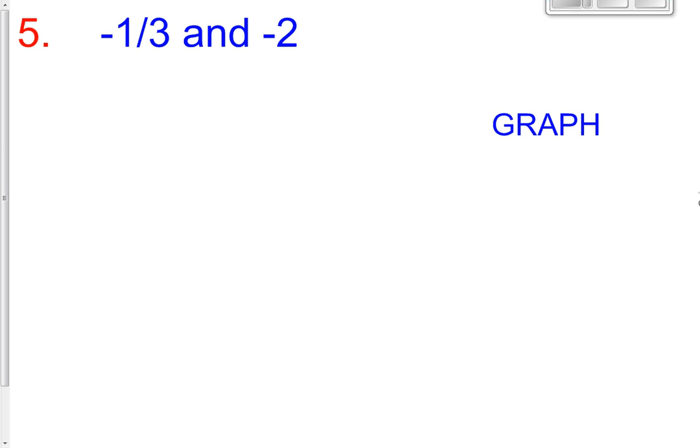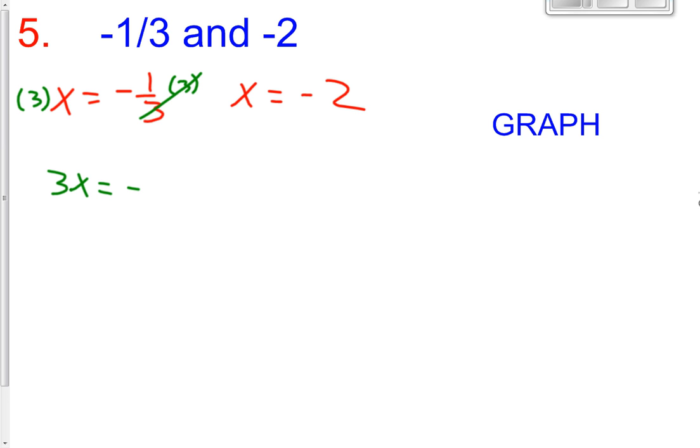Let's now try number 5. Why don't you guys pause the video and try this one on your own. We're going to set both of these equal to x. So x equals a negative 1/3 and x equals a negative 2. We're going to multiply this one by 3 to get rid of our fraction. So 3x equals a negative 1.